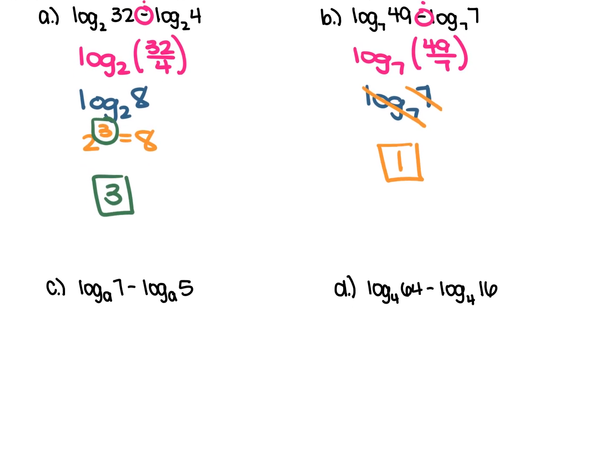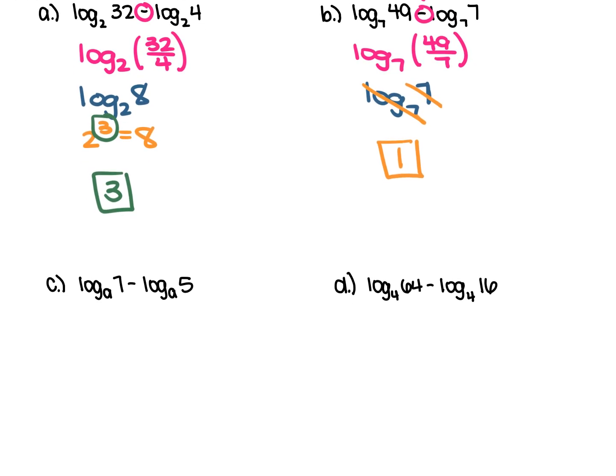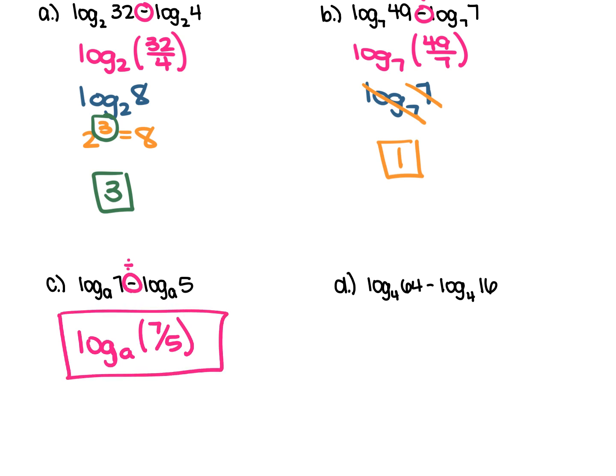For C, you have log A of 7 minus log A of 5. Your bases are the same. These are separated with subtraction, so we'll rewrite it using division. So this is just going to give us log A of 7 over 5. Again, A can't be raised to a power to give you 7/5, so that is your answer.